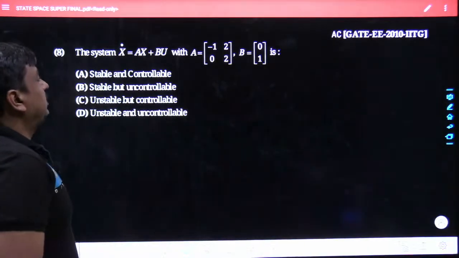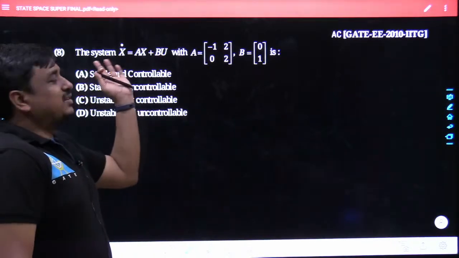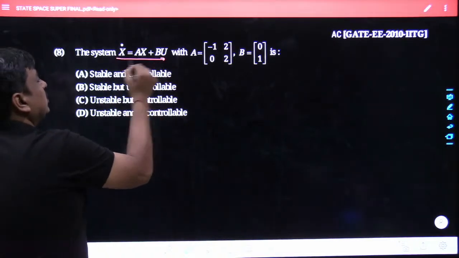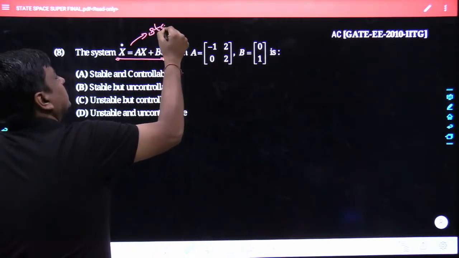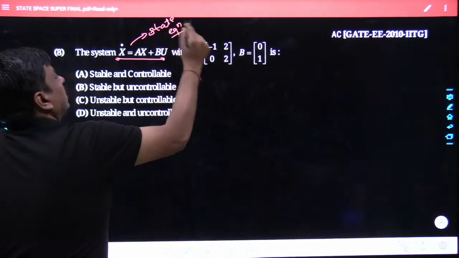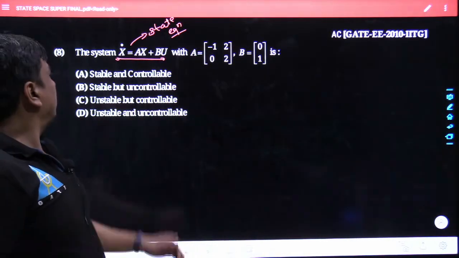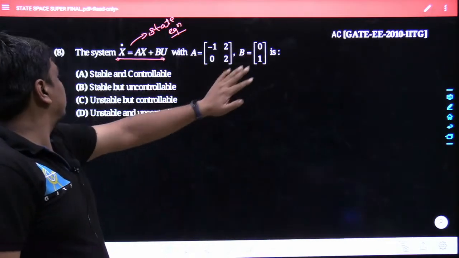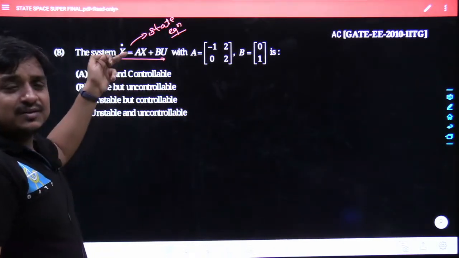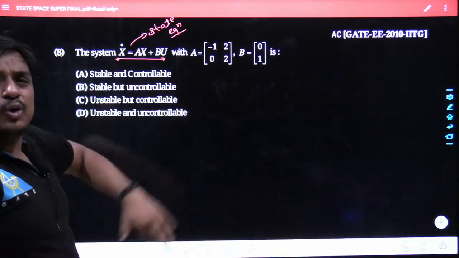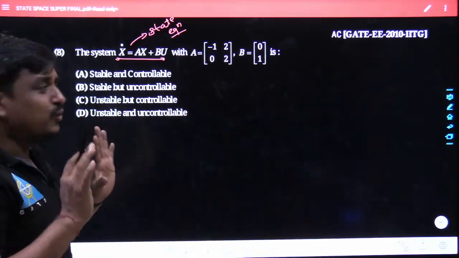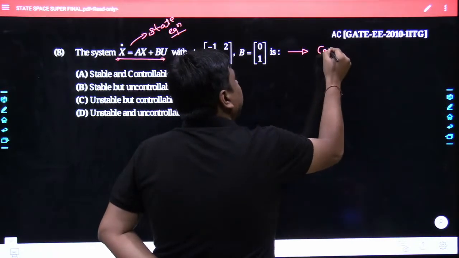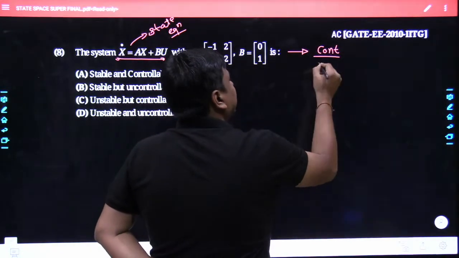Again, the system was represented by its system equation, which we call the state equation. I would repeat what has been given in this problem. The system x dot equals Ax plus Bu, with A equal to this and B equal to this. Then find whether the system is stable, controllable, non-stable, or non-controllable. So put together, you have to focus on two important control system parameters: controllability, and the second is stability.